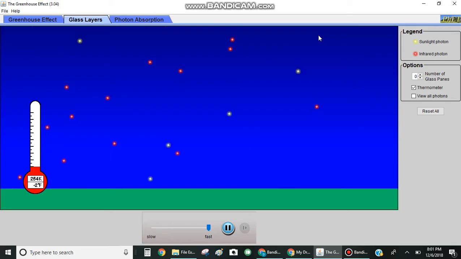This is the video version of the Greenhouse Effect Lab. If you were absent when we did this in class, you can use this version to complete the lab in case the download does not work.